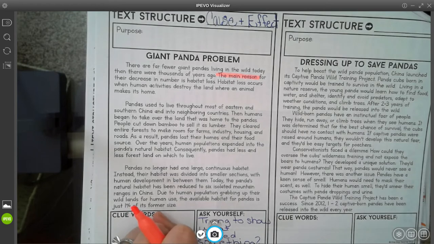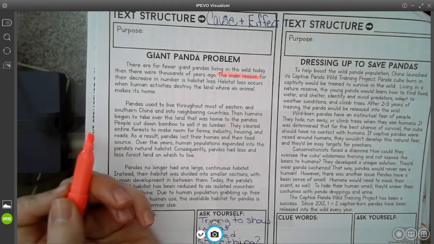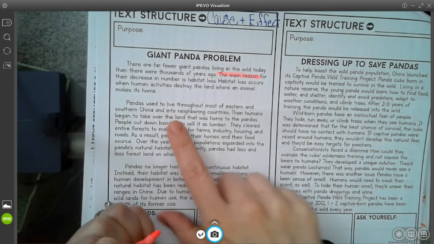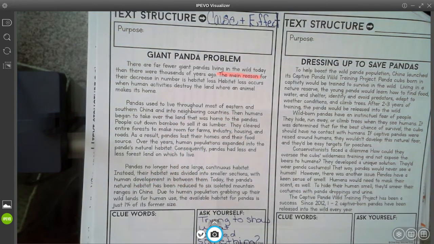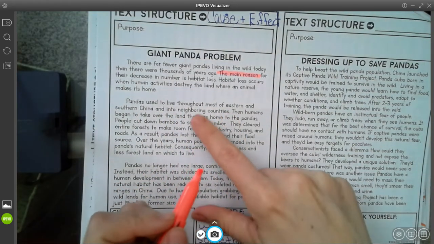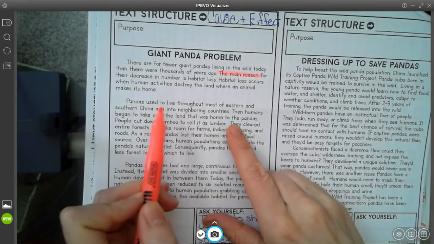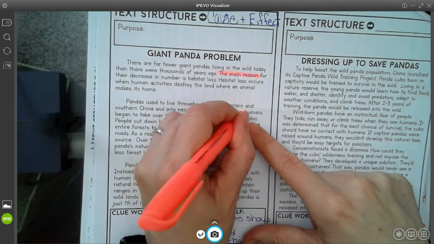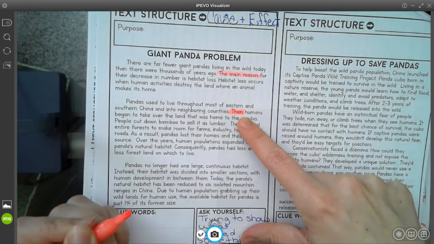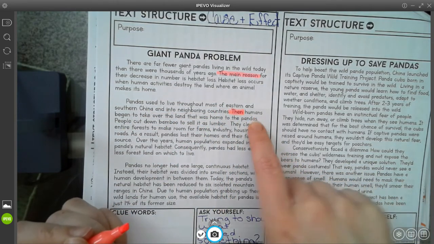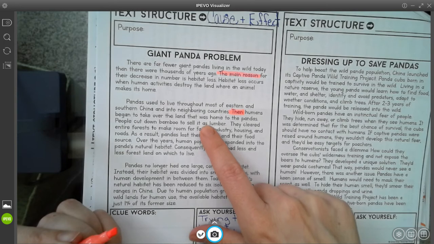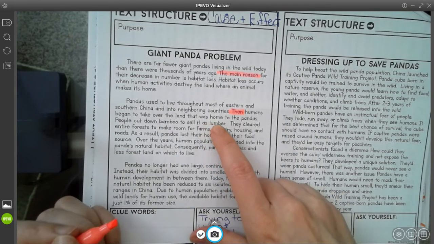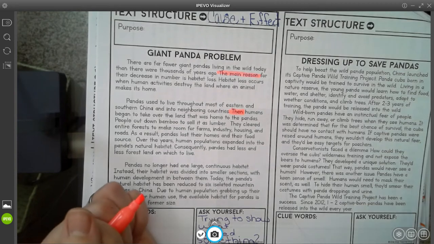All right, Mavs, welcome back. Yes, okay, so the first one we see is it's telling us that pandas used to live throughout most of the eastern and southern China, and so it tells us that they lived in a lot of places. Then what happened, right? So the cause is that the humans began to take over the land. This is kind of like then what happened.